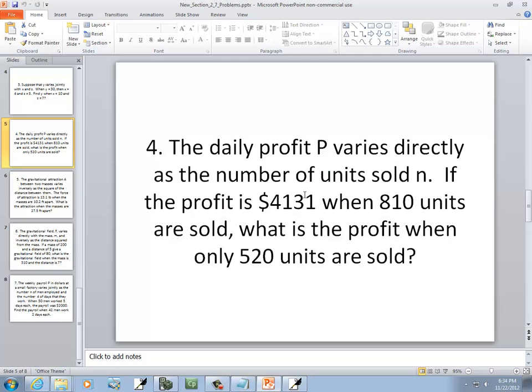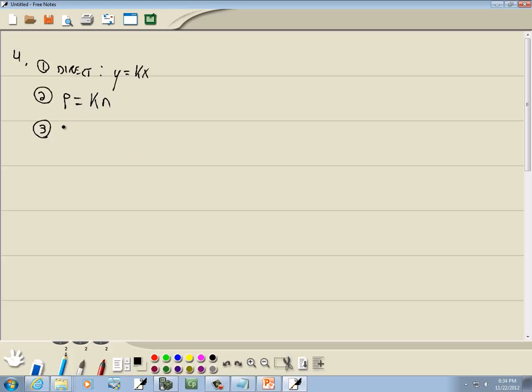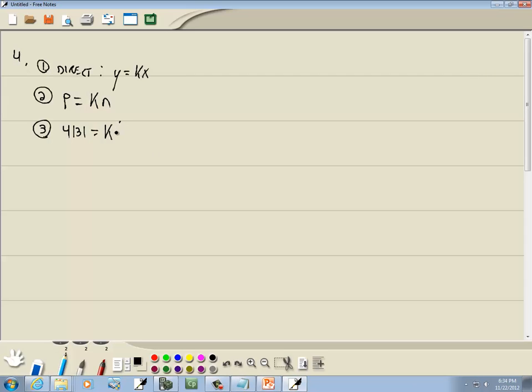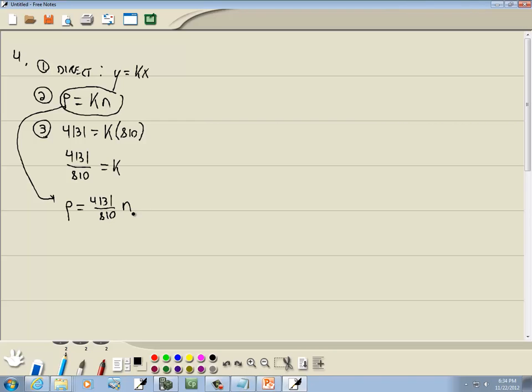Look for your one example. If the profit is 41.31, so P is 41.31, when 810 units are sold, so n is 810. Now we want to solve for k, so we'll divide both sides by 810. So we get 41.31 divided by 810 equals k. And then we're going to plug that into our formula. So P is equal to 41.31 over 810 times n.